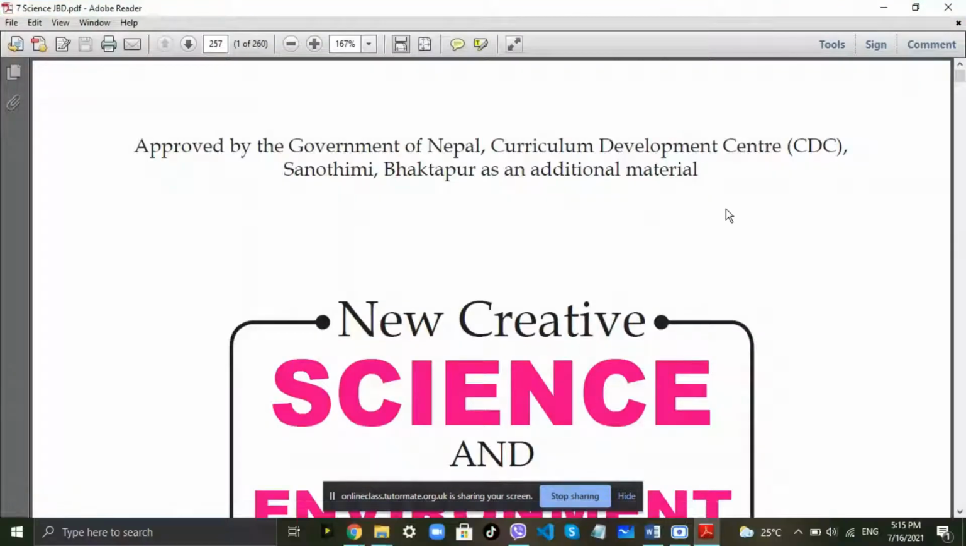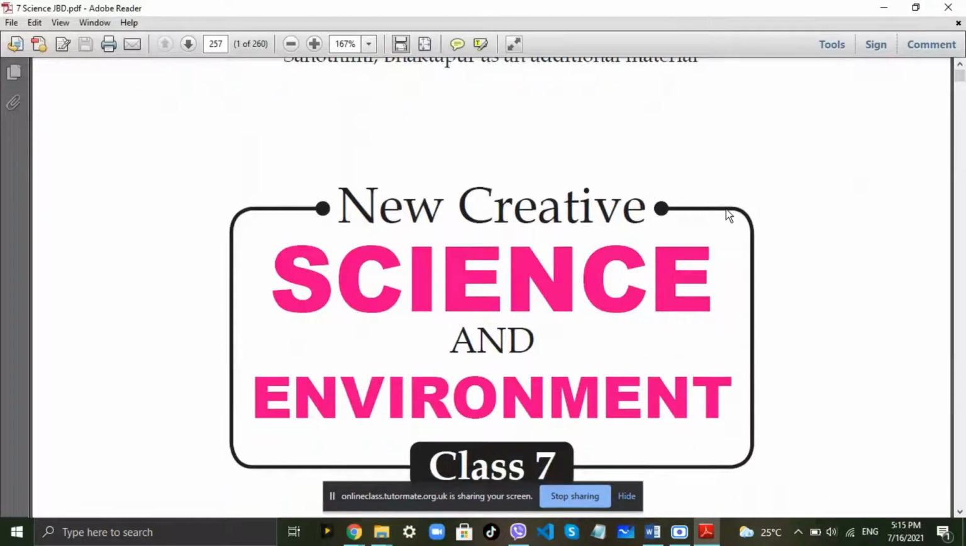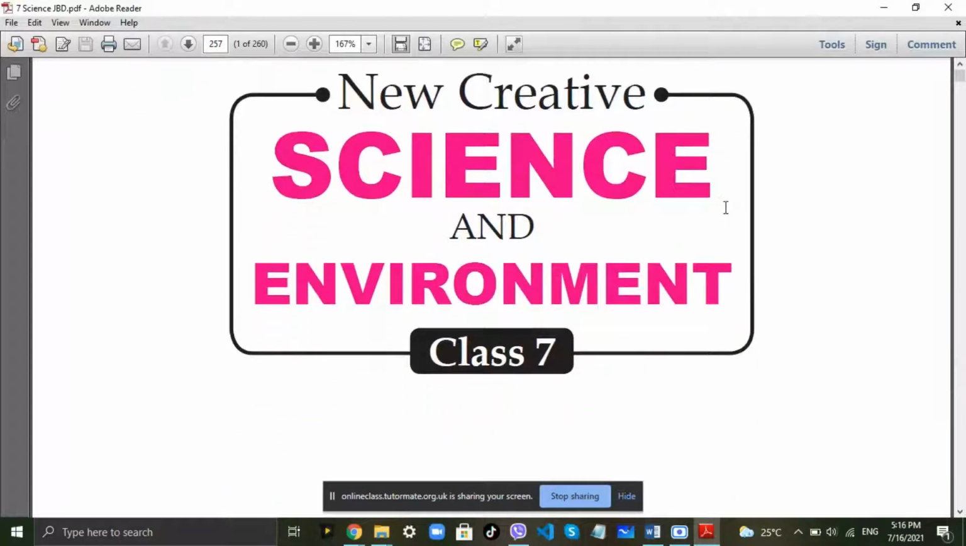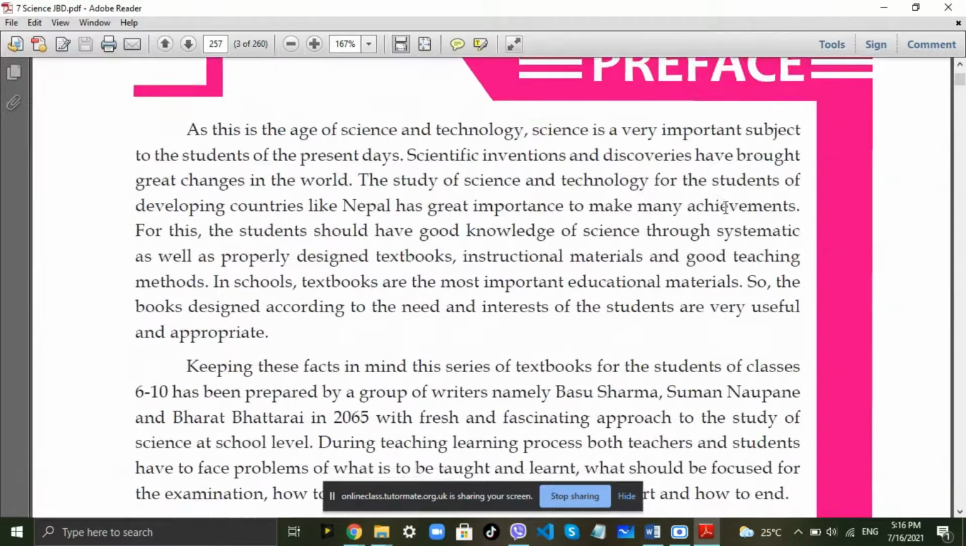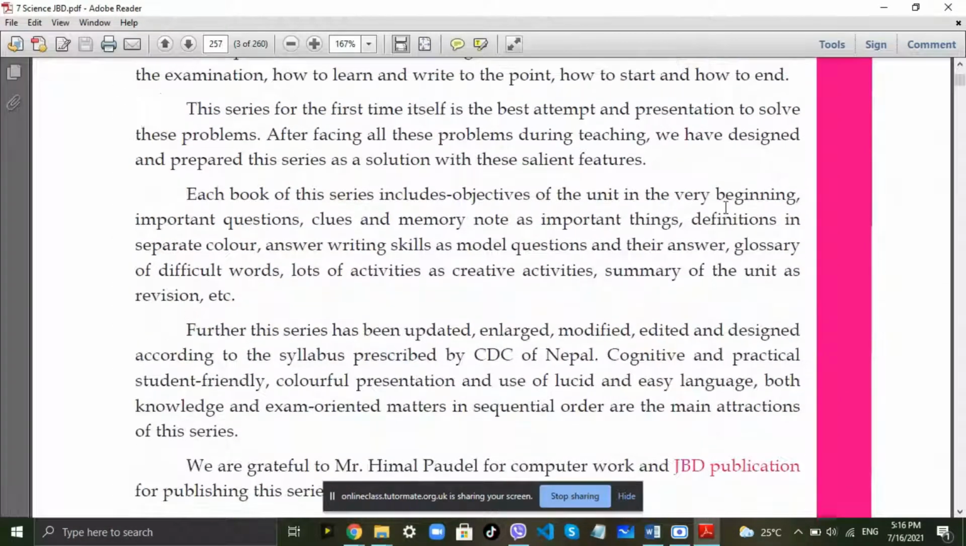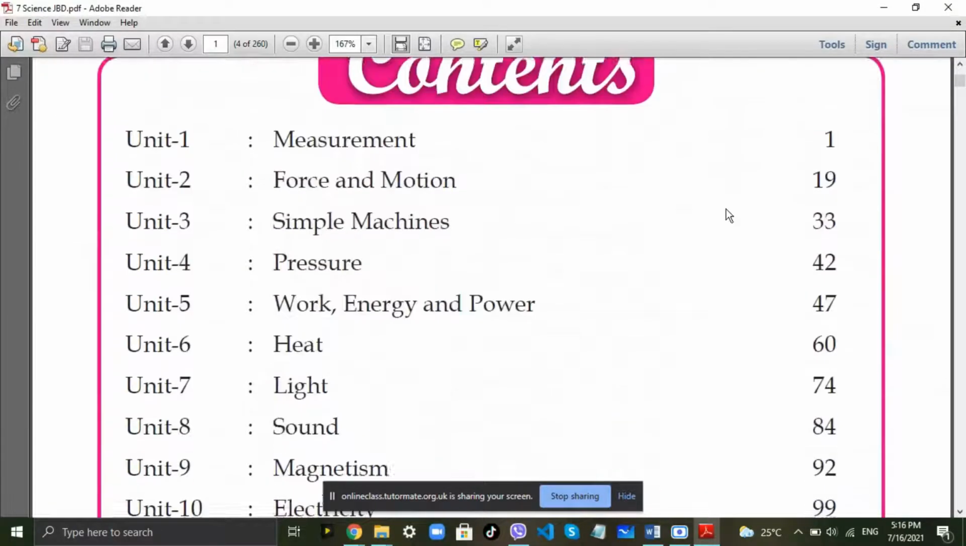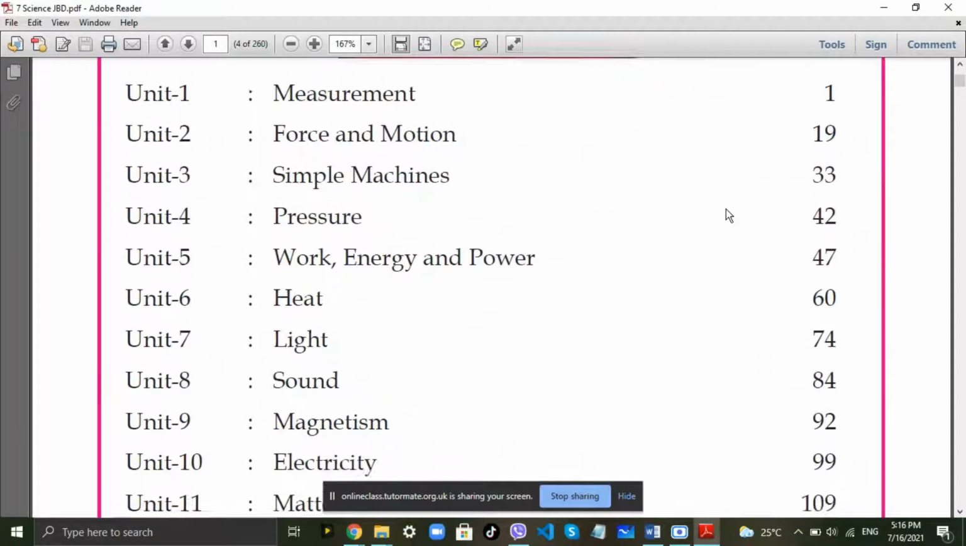Look here. So I have this book. Are you seeing this screen or this book? I'm sharing, the screen share is starting, sir. Just a minute. Okay, yeah, I can see it. It is the grade 7 book of JBD publication.